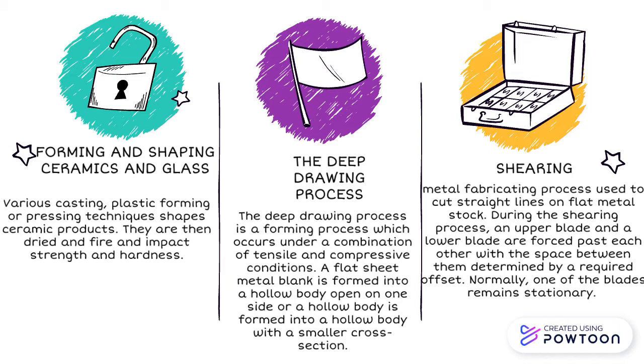Shearing. Shearing is a metal fabricating process used to cut straight lines on flat metal stock. During the shearing process, an upper blade and a lower blade are forced past each other with the space between them determined by a required offset. Normally, one of the blades remains stationary.